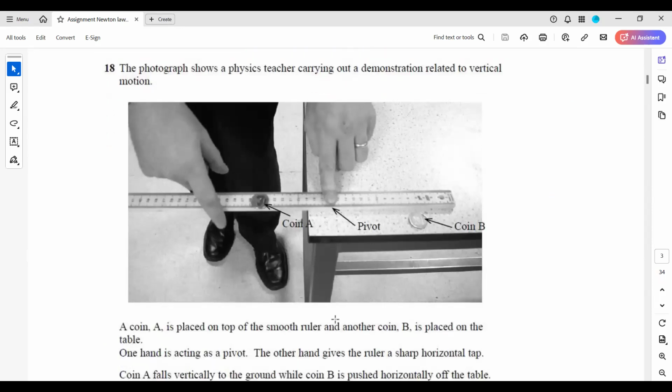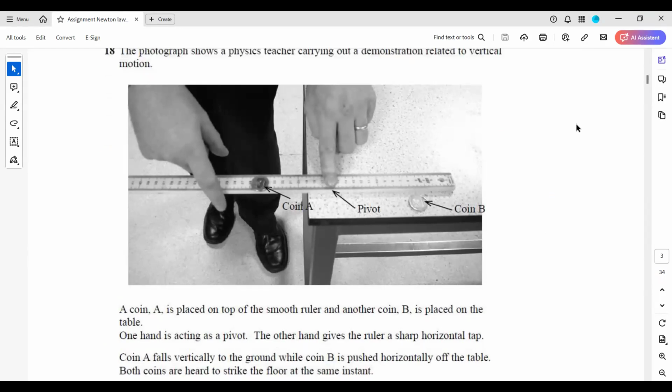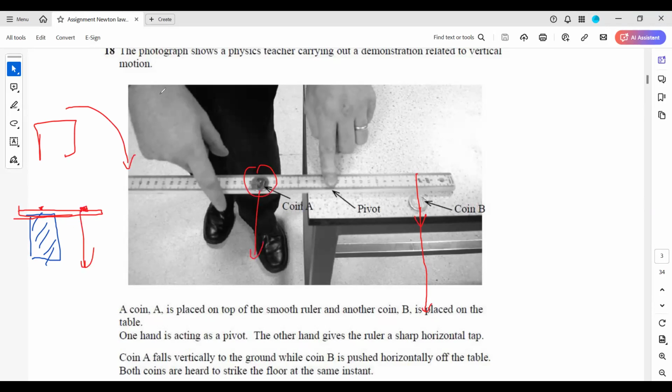In this question, the photograph shows a physics teacher carrying out a demonstration relating to vertical motion. For example, this is a top view. If you look from the side, this is a table, and he places a coin on the meter rule, and another coin is on the table. When he flips it, this coin experiences a force and falls along a trajectory like this, and the second coin moves downward in this manner.